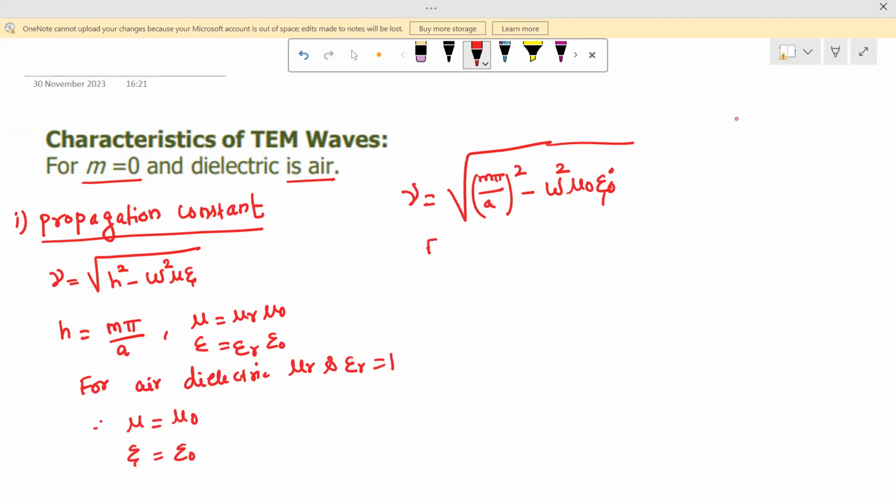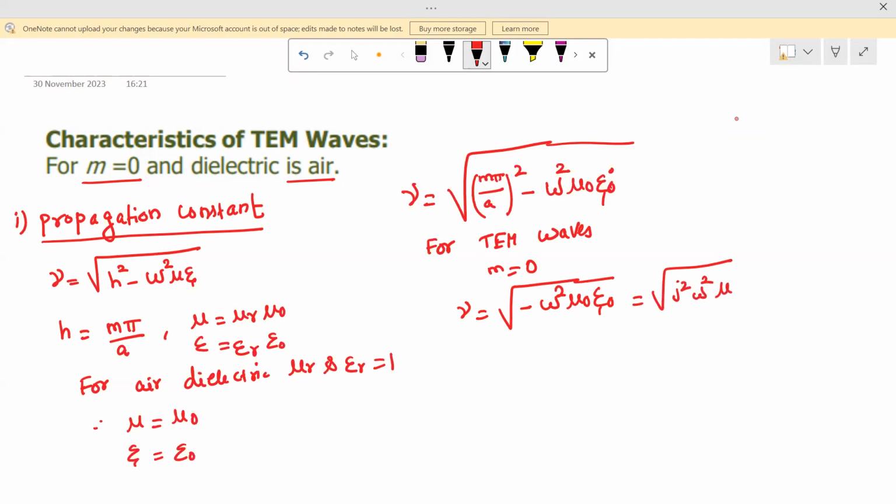Now, for TEM waves, m is equal to 0. Since m is equal to 0, gamma can be written as root of minus omega square mu naught epsilon naught. First term will be 0, right? Now, this can be written as root of j square omega square mu naught epsilon naught, since minus sign is nothing but j square. j square and omega square can be taken outside the square root. So it becomes j omega root of mu naught epsilon naught.